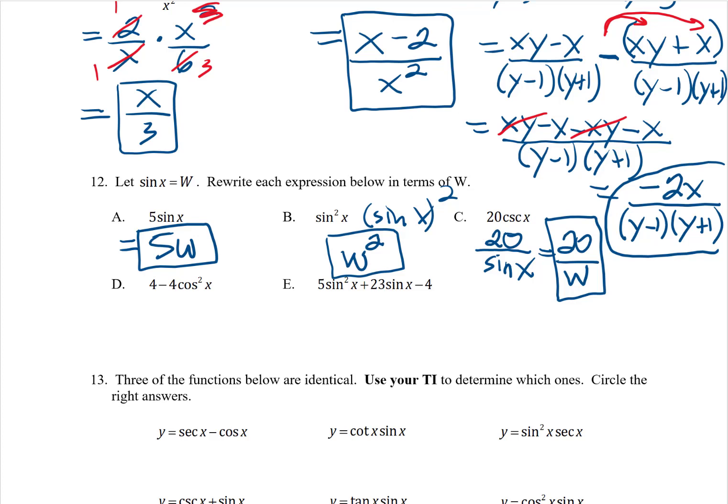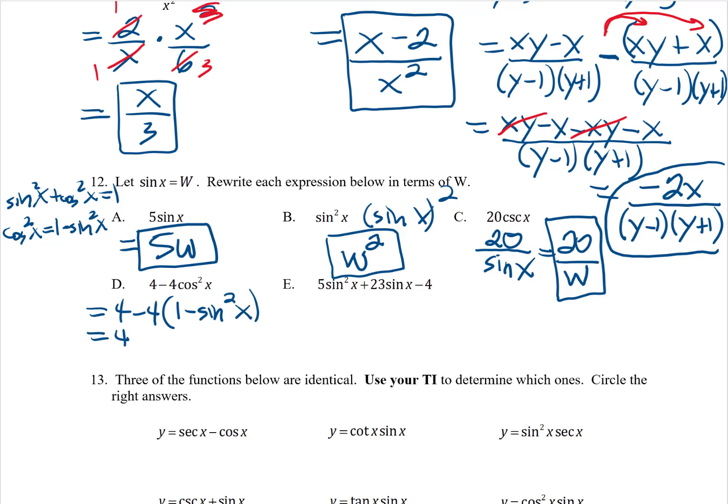In letter D, I have a cosine squared x. I don't want that. I want a sine x. What I can do in this instance is take advantage of the Pythagorean identity. So I know that sine squared plus cosine squared equals 1. If I solve that for cosine squared, I get cosine squared equals 1 minus sine squared. We use this version of the Pythagorean identity a lot. So I'm going to rewrite that expression, and I'm going to replace the cosine squared with 1 minus sine squared. It's the same thing. Let's clean this up a little bit.